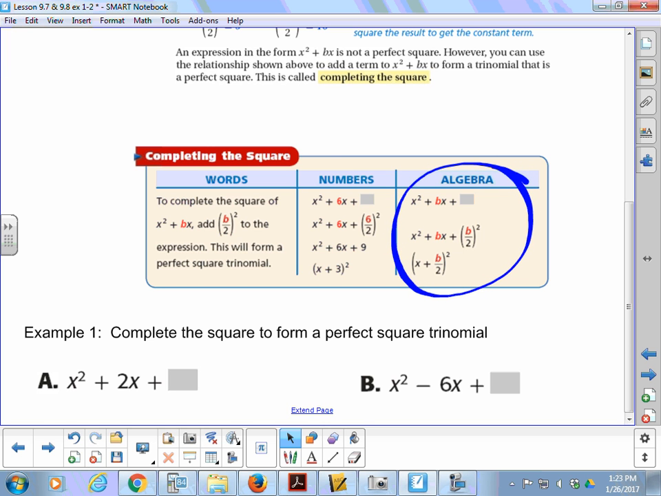So we've got x squared plus bx. We're going to add b over 2 squared to that. And then when I write it in factored form, it's going to be x plus b over 2 squared, writing it as a binomial squared.